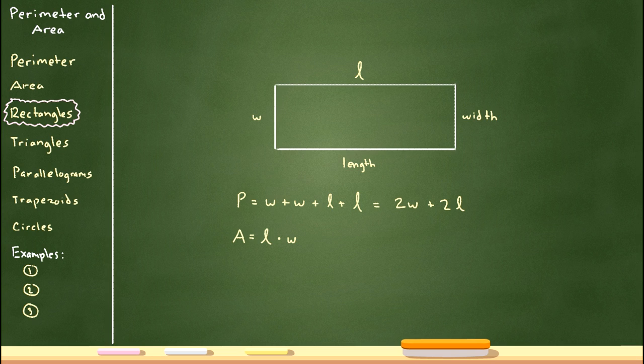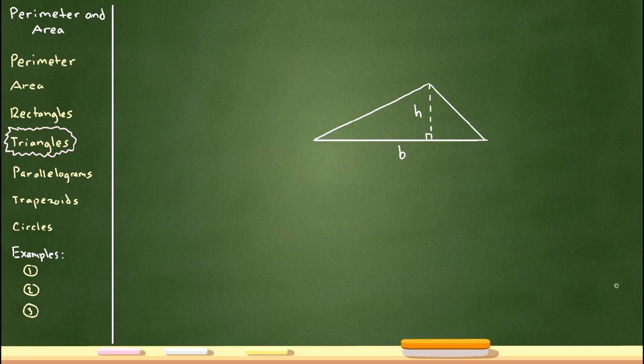Now let's see if we can find out what the area of a triangle is by using the fact that we know the area of the rectangle. So here is a triangle. Now triangles come in many different forms and sizes and shapes. This is one example triangle you may see.